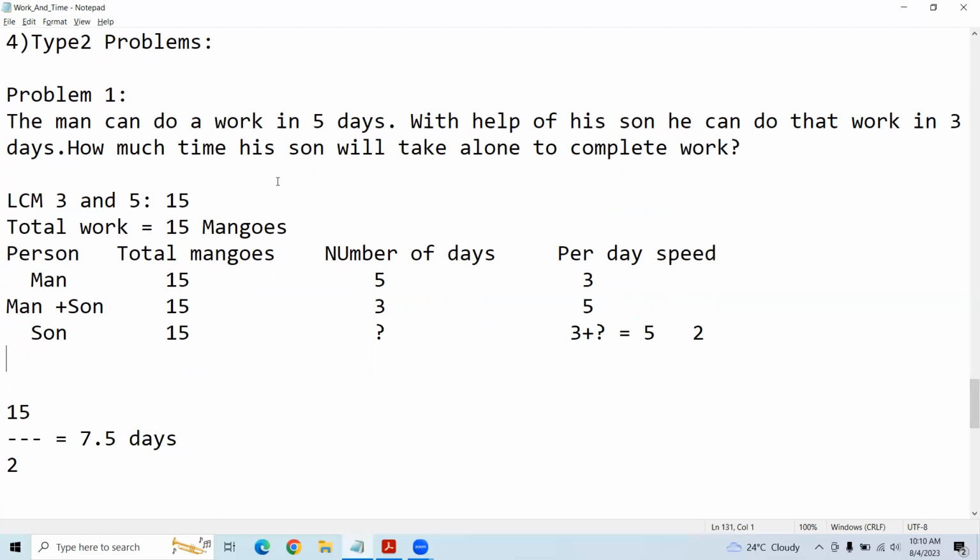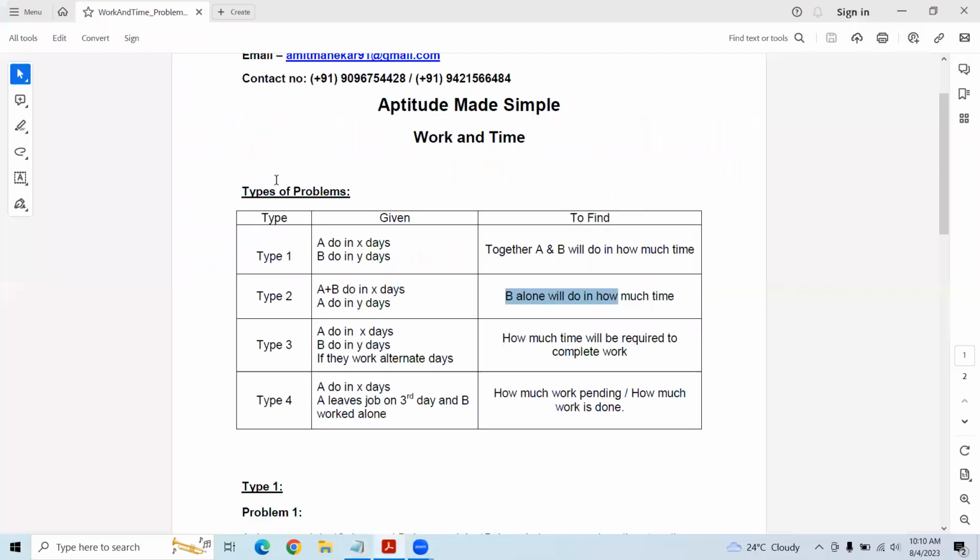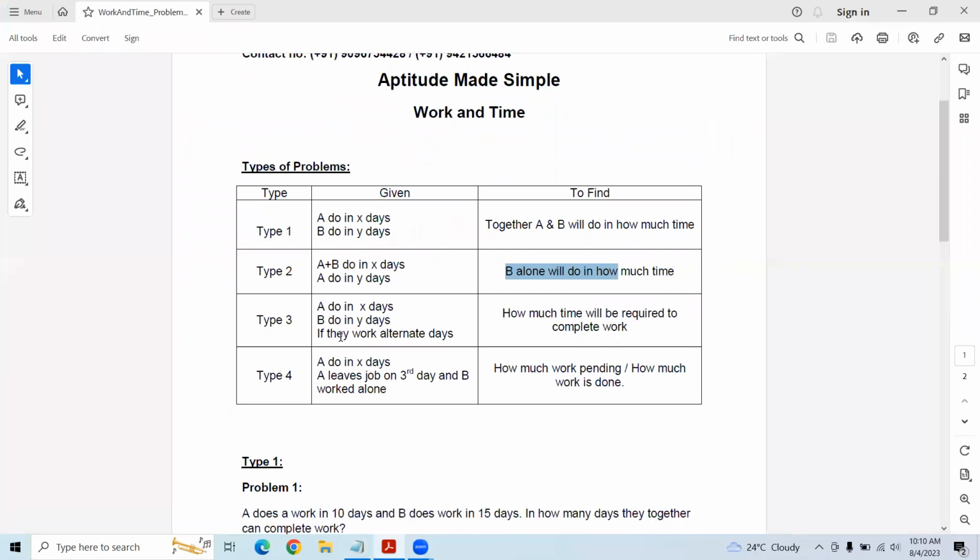So the method remains constant. First you find LCM, then you write which person and find out respective speed, per day speed, and then get the answer. Let's look at the type 3 problems.